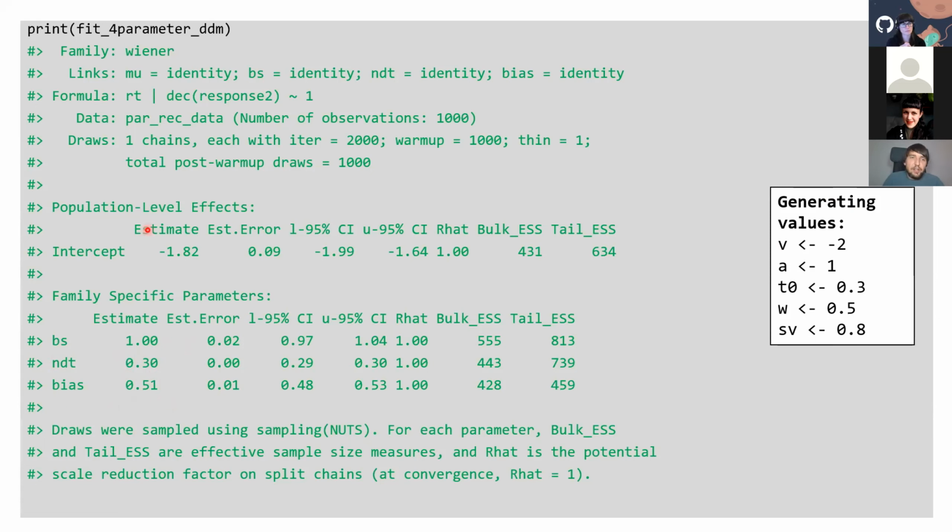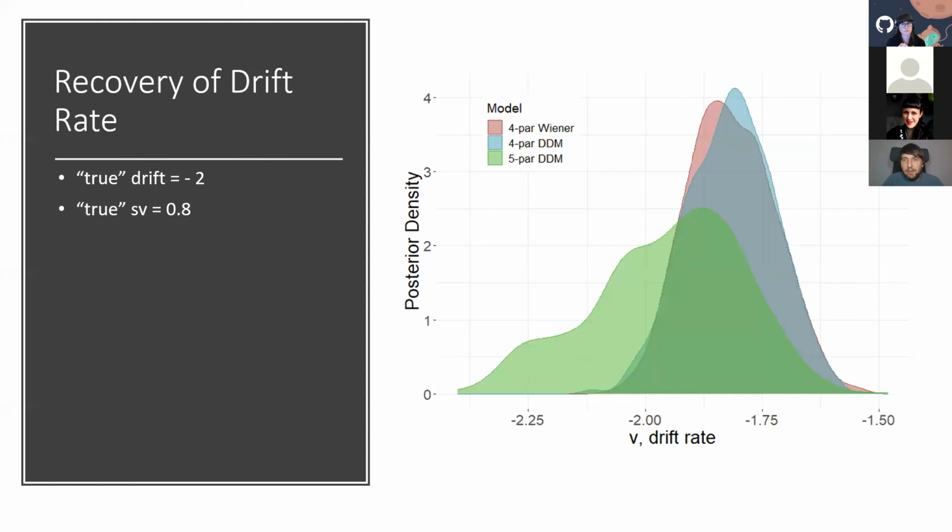So if you fit the 4-parameter model to data from a model that also has drift rate variability, you see that the actual drift rate parameter is slightly biased. You can have a look again here at recovery of the drift rate parameter. The true drift rate was 0.2. Here the green posterior distribution is for the 5-parameter model, which is around this true value. But we have 2 different variants of the 4-parameter model, the one implemented in Stan and another one based on our custom family code.